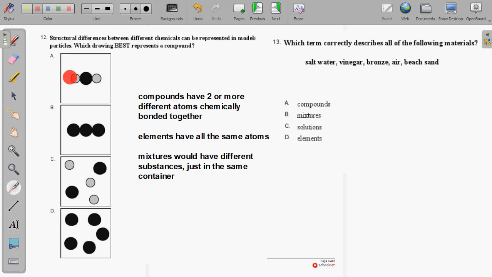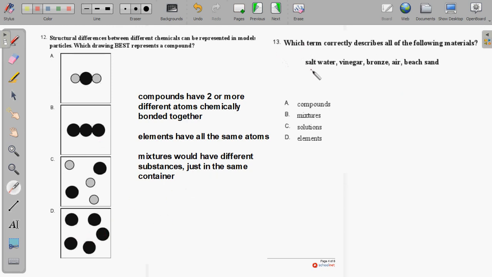All right, so A is a compound. We have more than 2 kinds of atoms, and they are bonded together. B, the atoms are bonded together, but they're all the same, so that's an element. And then with C, we have different kinds of atoms, but they're just in the same container. That's a mixture. D is, they're all the same, so D is an element as well.